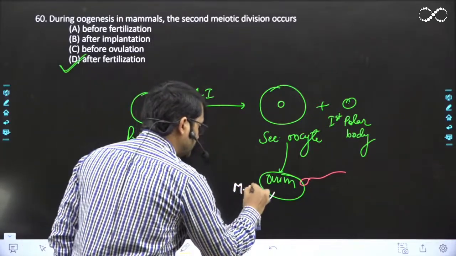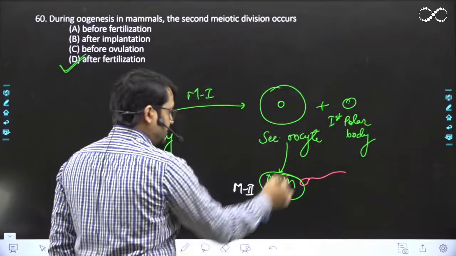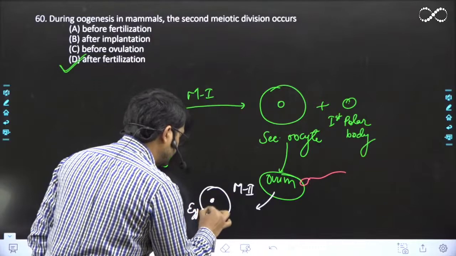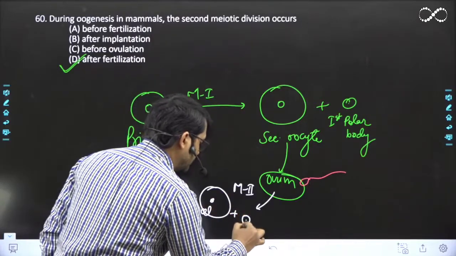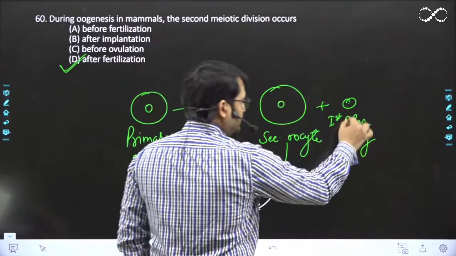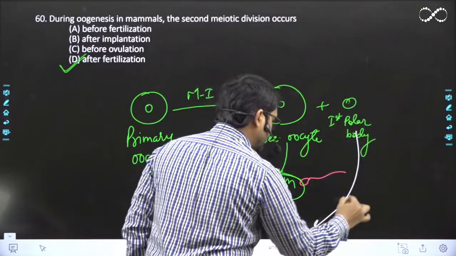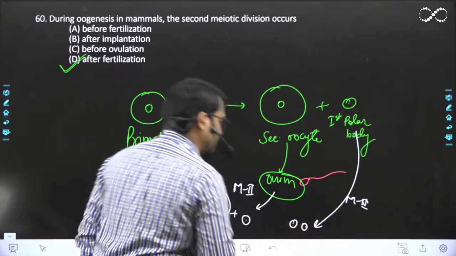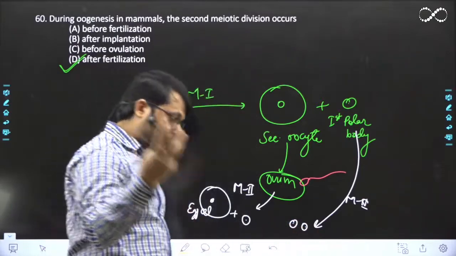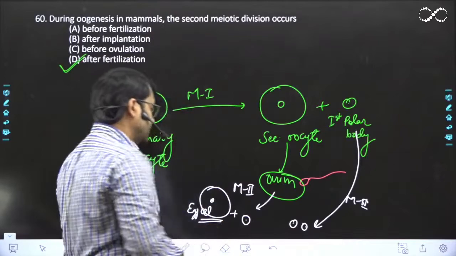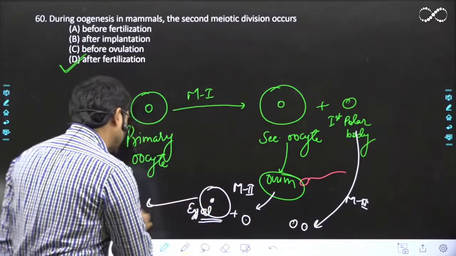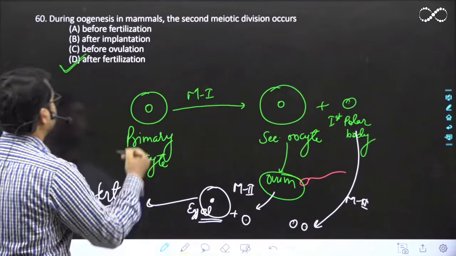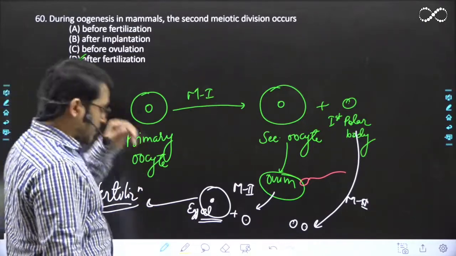So what will be completed here? Meiosis 2. The secondary oocyte will now form the egg cell plus one more polar body. At the same time, the first polar body also completes its meiosis 2, and it will give rise to two more polar bodies. So there will be overall 3 polar bodies and one egg cell. Then this egg cell will participate in fertilization. Therefore the correct option is D.